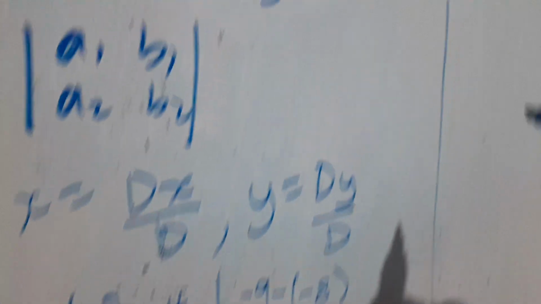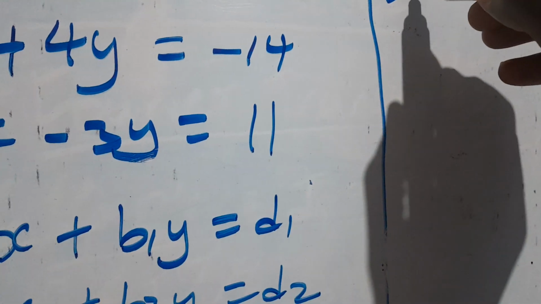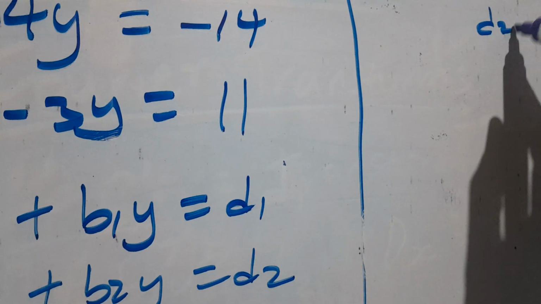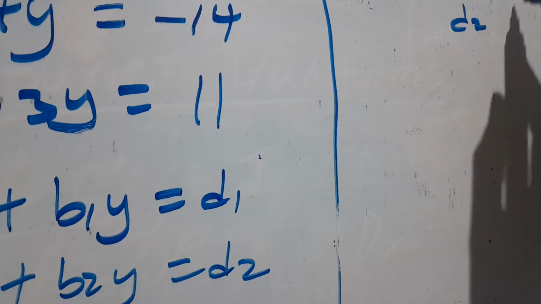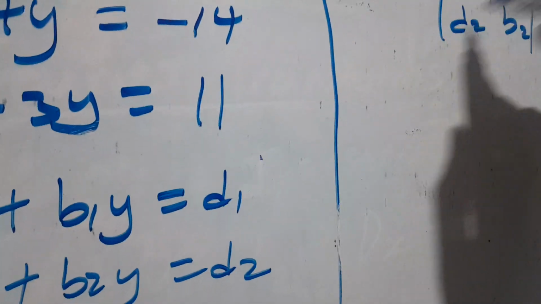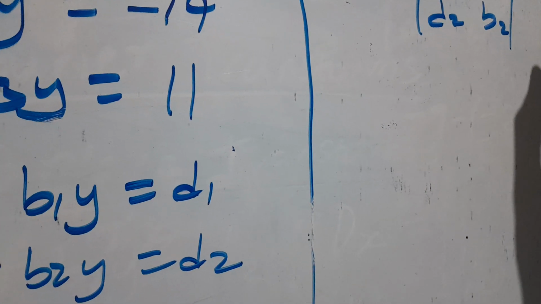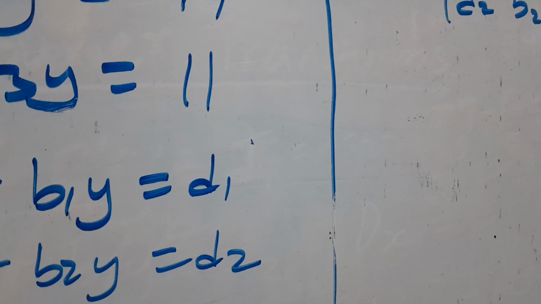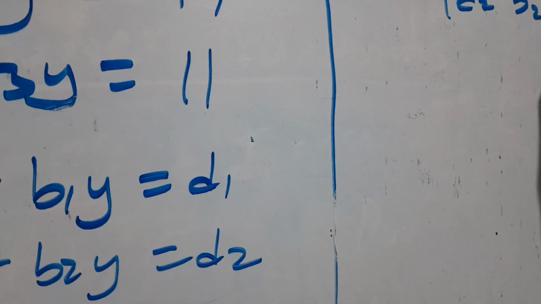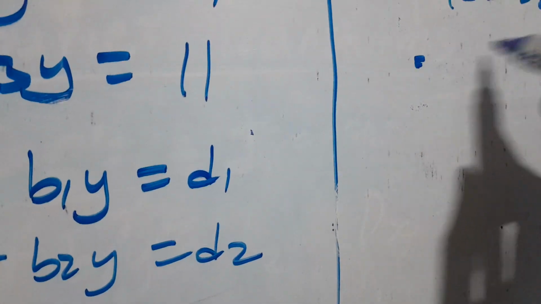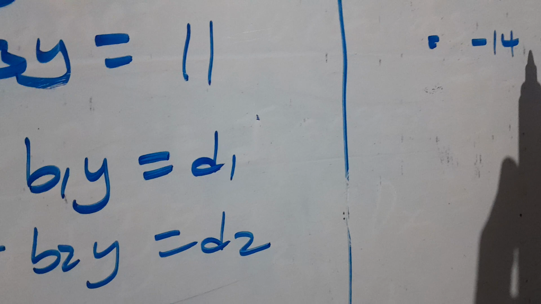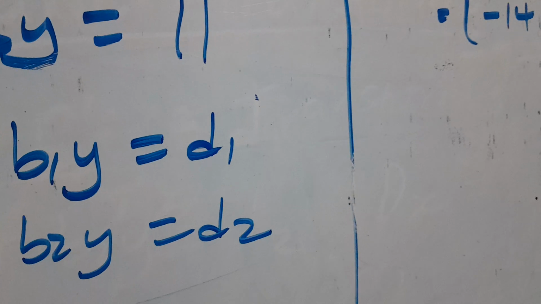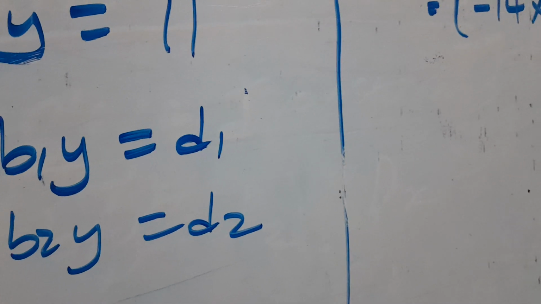Let's go ahead and find dx. What is the value of dx? Dx is the matrix with d1, d2 and then b1, b2. In our equation d1 is negative 14 and d2 is 11, b1 is 4, and b2 is negative 3. Now you find the determinant of this matrix, and you will have negative 14 times negative 3, from which you subtract 11 times 4.